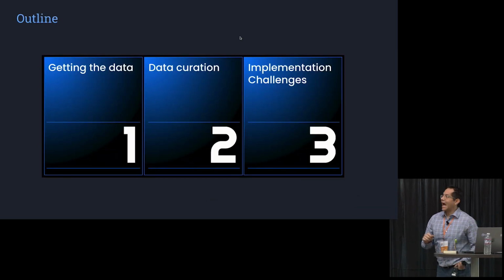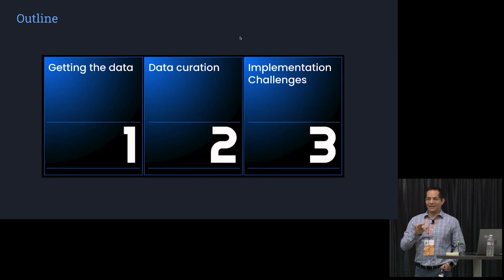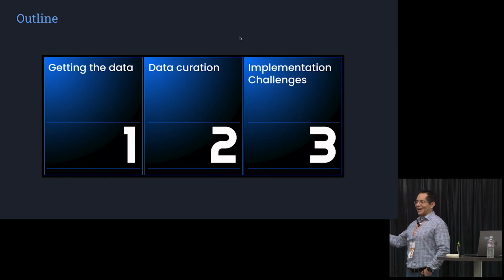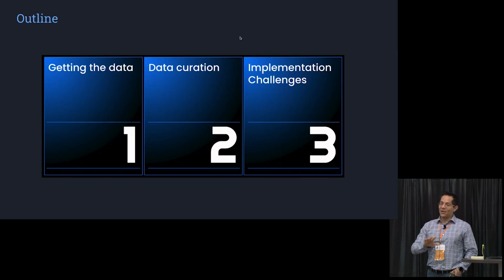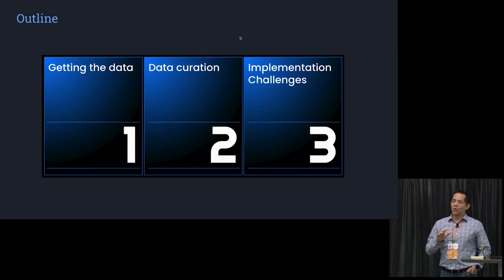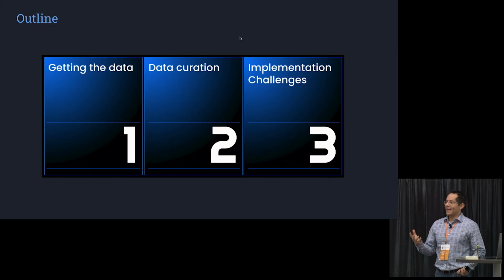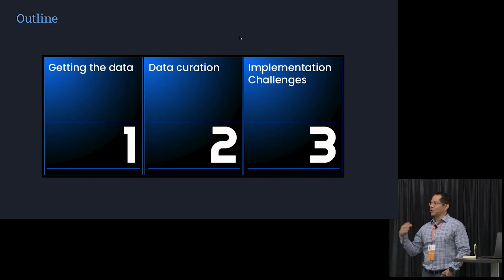So in terms of the outline for the talk, we're going to basically have three parts. One is how do you get the data? As I said, everything's a little more complicated than it initially looks in that picture. So just how do you get this data? Then we'll go into the semantics of the data curation. And finally, the implementation challenges of actually curating this data.